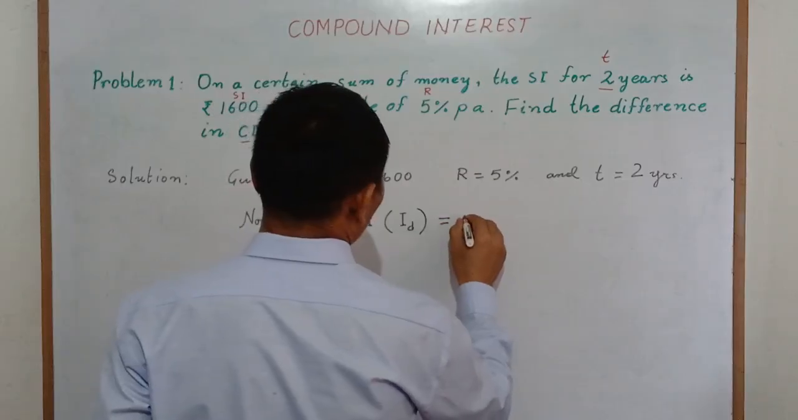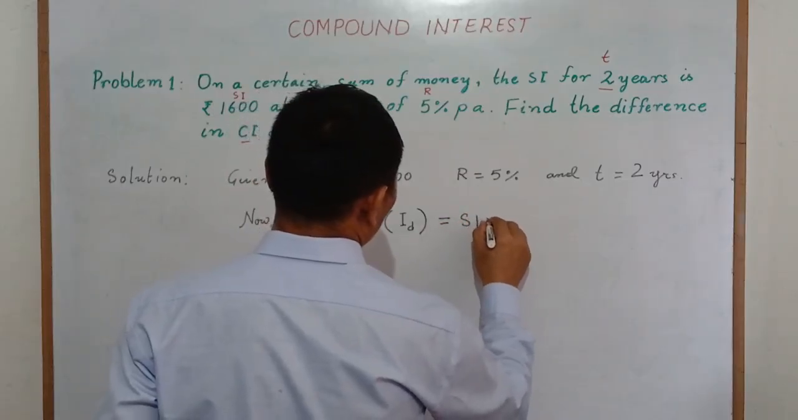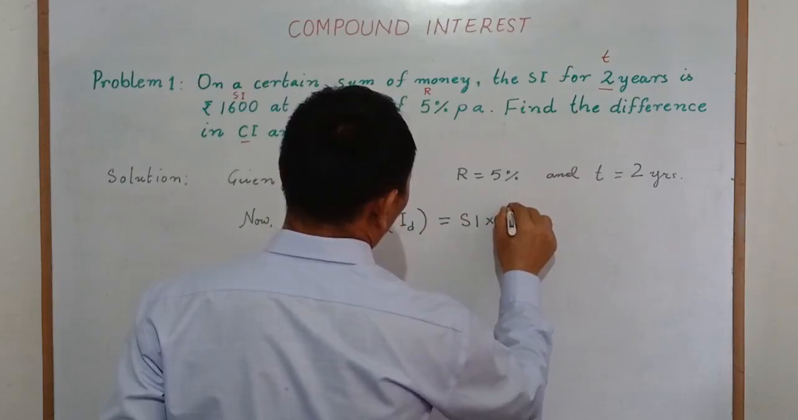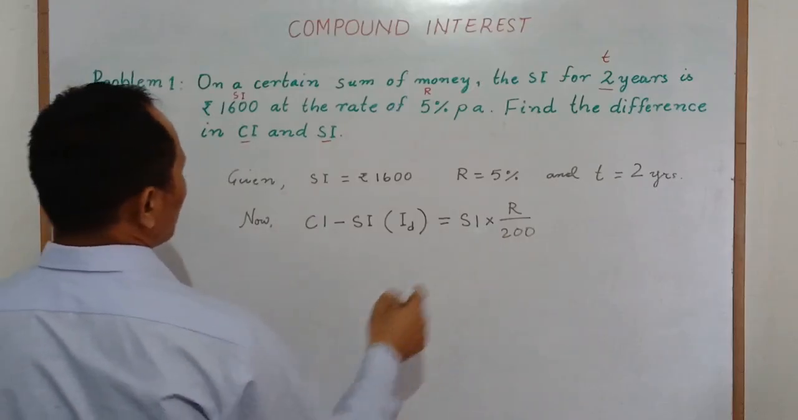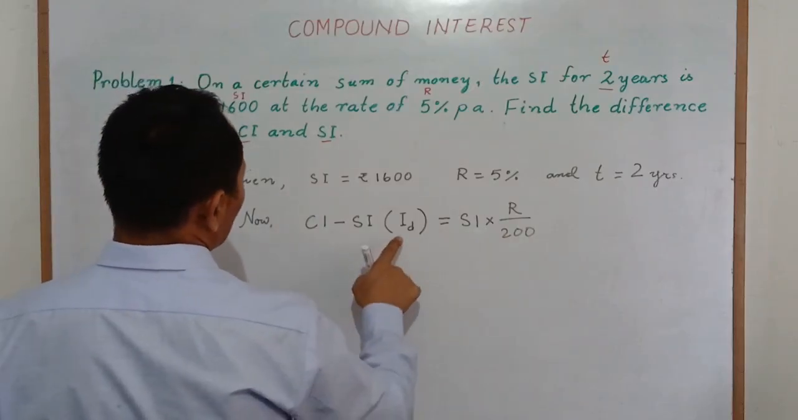The difference between CI and SI is equal to SI into R by 200, which is the direct formula.